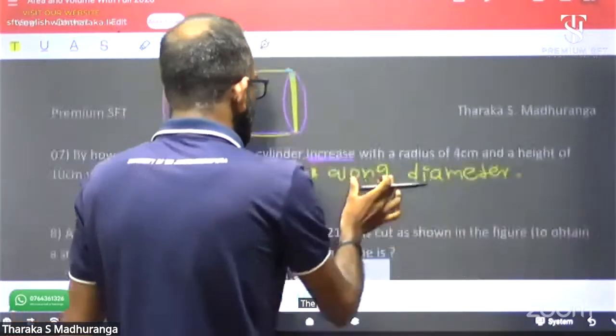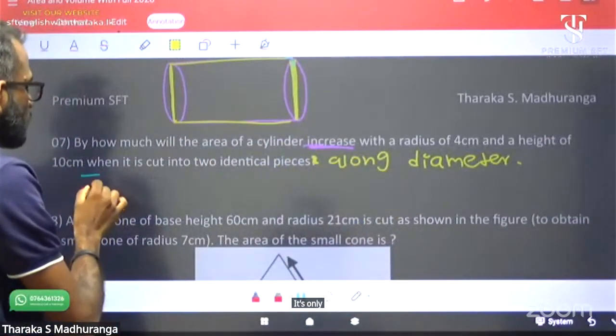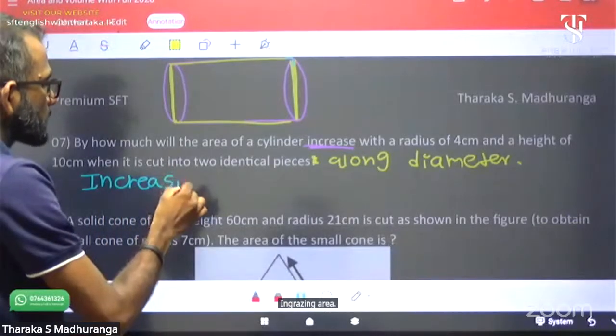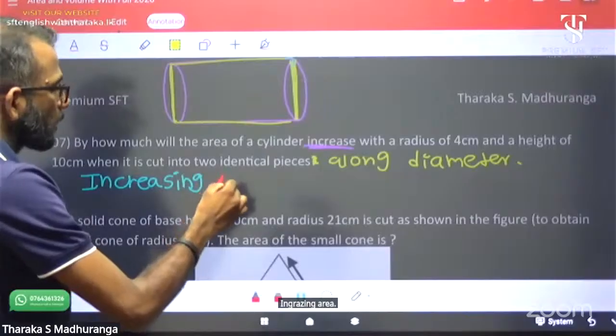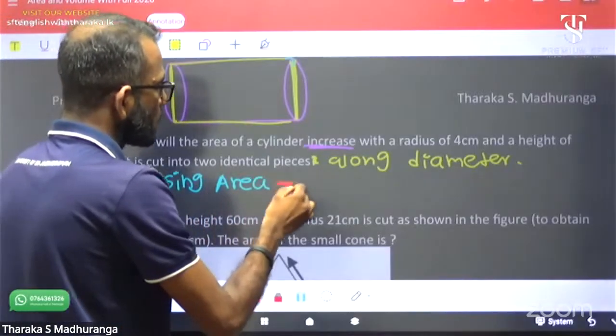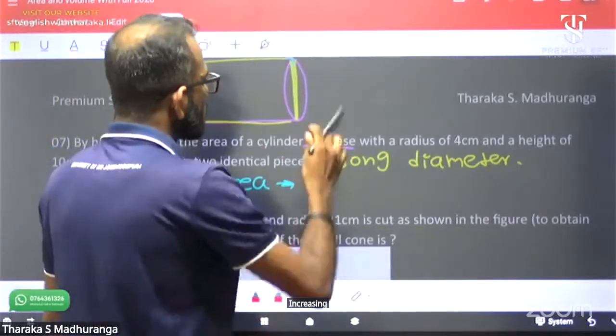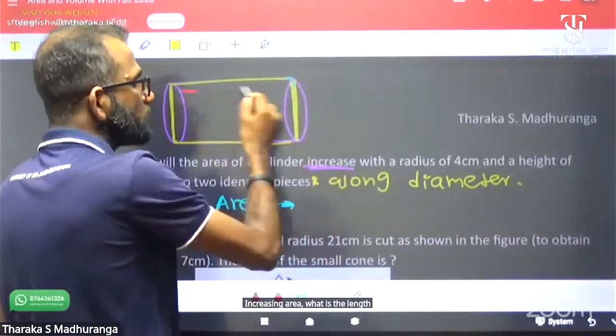the increasing area. It's only asking the increasing area. What is the length of this rectangle?